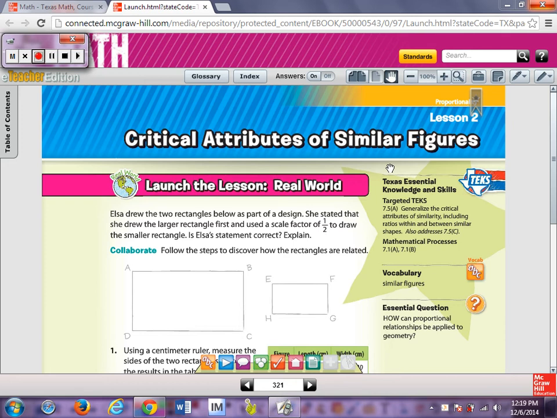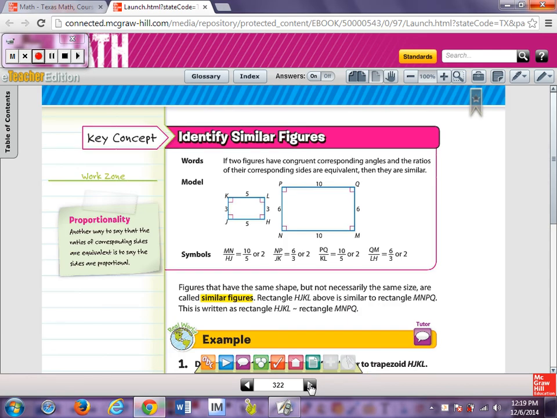And as usual, we'll cover and discuss this first page in class, which is page 321. So let's go ahead and move right into our information and our examples on page 322 for this video. Now, on page 322, our key concept is called identify similar figures. This is how you're going to know if two shapes are similar or not. And that's going to be the first step in this whole lesson.